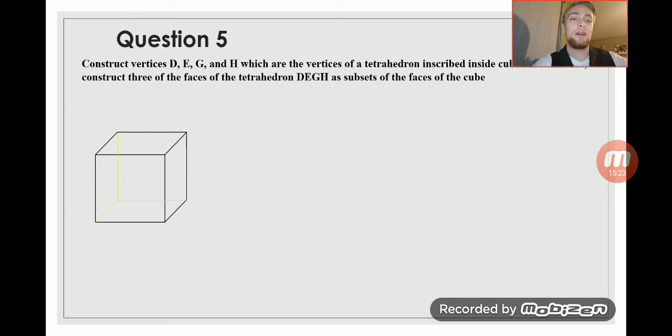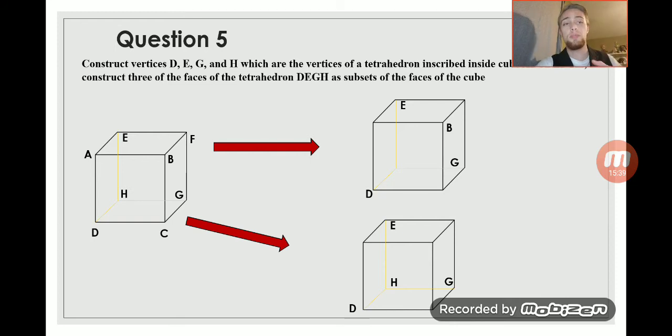So here we have our tetrahedron. We have A, B, C, D, E, F, G, H. And so now that we've constructed that particular figure, we now have to create the subsets. And what this is asking for, sorry, that is our cube, not our tetrahedron. The tetrahedron that we have to form inside of this cube, the goal is to create one that does not share or overlap the faces of the cube.